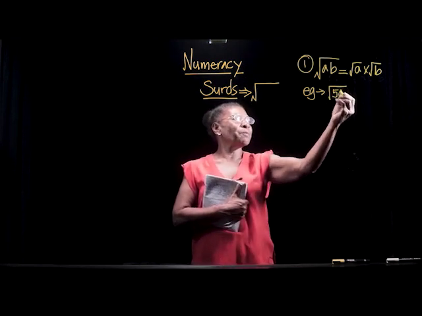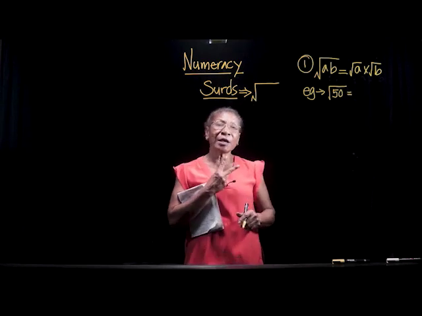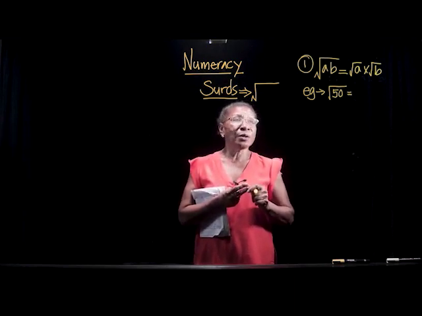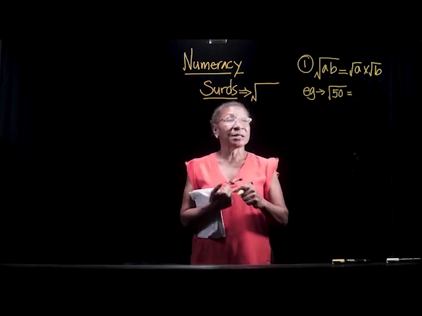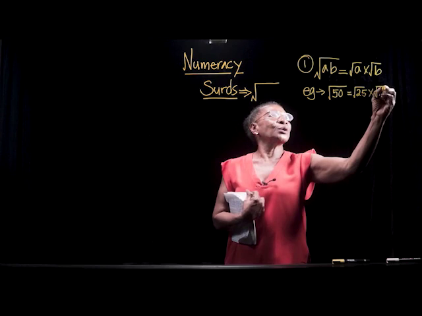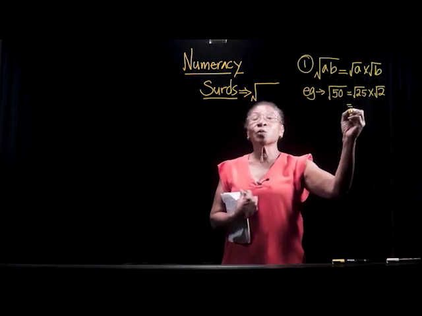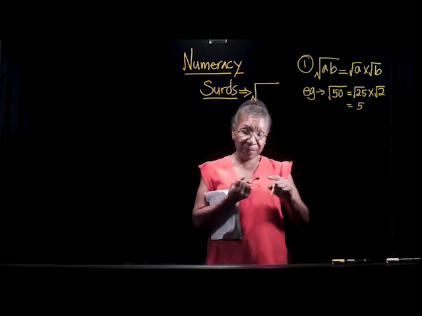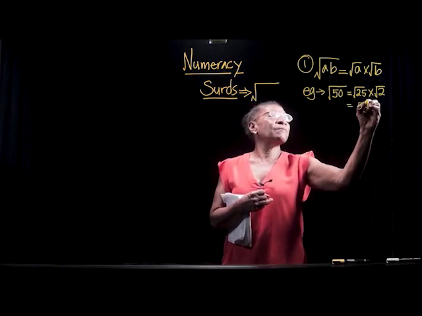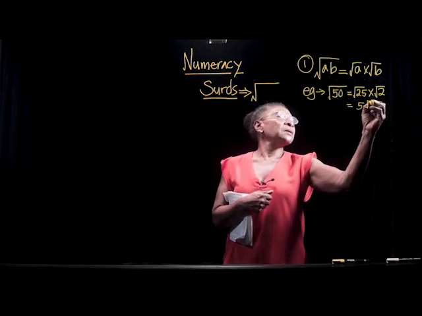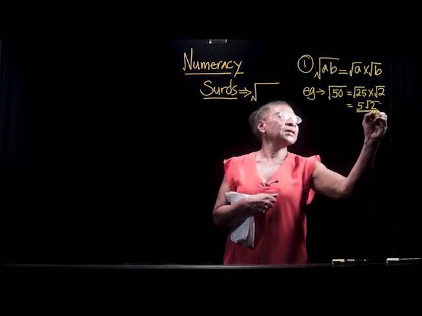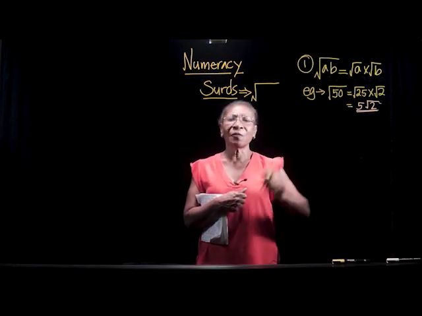How do I express it in that form? In order to express it in that form, I need to find 2 factors, and one of the factors must be a square number. A square number is one whose square root goes back to the base. In this case, the 2 factors would be 25 and 2. The square root of 25 is 5, which means 5 multiplied by 5 gives 25. The multiplication sign is omitted, and my answer becomes 5 root 2. That is the simplified version of the square root of 50.